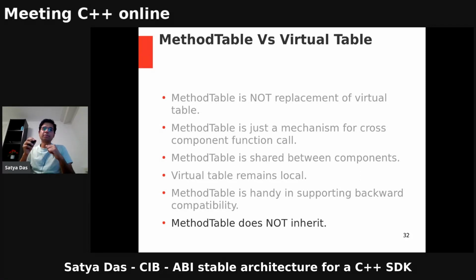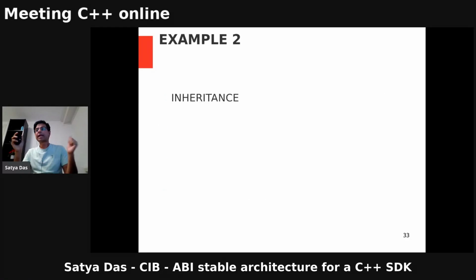Fine. The last difference between the method table and the virtual table is that the virtual table inherits. What I mean by that is that the virtual table corresponding to the derived class also has entries corresponding to the functions that are defined only in the base class. But the method table is only for cross-component function calls, so it does not need to participate in the runtime polymorphic call. It does not need to inherit. So that is one of the crucial differences, and we will see it in the next example. So that ends the first example.